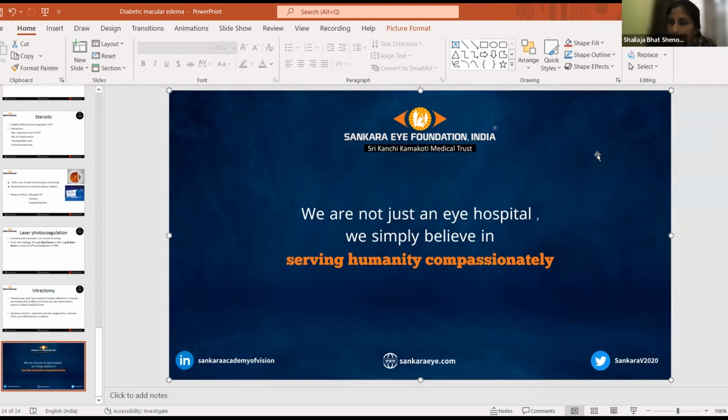In your presentation also, you said central subfield thickness correlates to visual acuity. It does not always. Many studies have told it doesn't. But you will mainly see whether it is a center involving edema or non-center involving. That is the main classification. Or whether there is a VMT. If there is an associated traction, your management will be more towards surgical management, with vitrectomy.